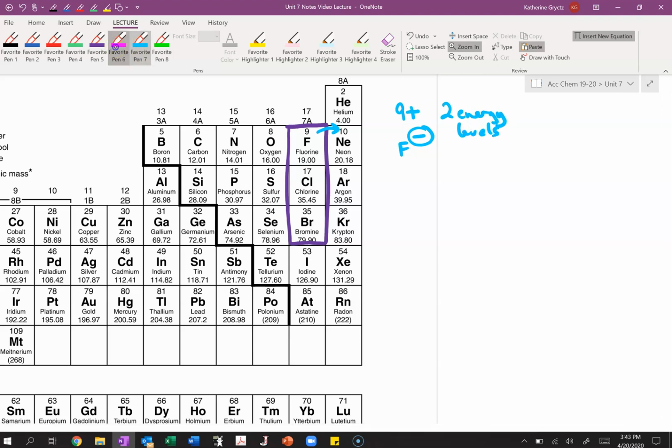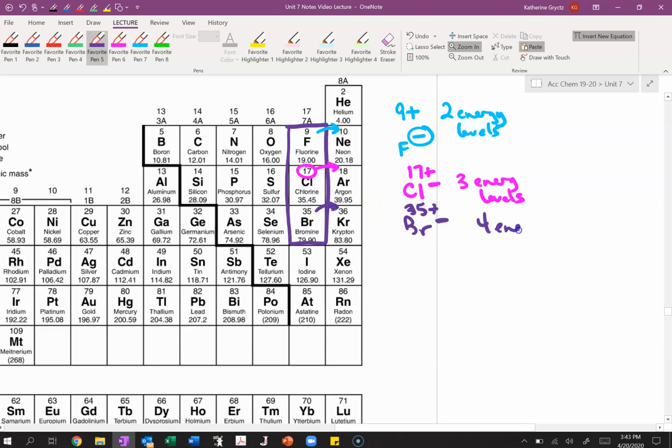Okay, when you look at chlorine, chlorine has 17 protons. When it becomes Cl negative, it gains 1 electron, so it looks like argon. It's isoelectronic to argon, but it still has 3 energy levels. Didn't change any energy levels. Okay, and then the last one, bromine, has 35 protons. When it becomes Br negative, it becomes isoelectronic with krypton, but that's still 4 energy levels.